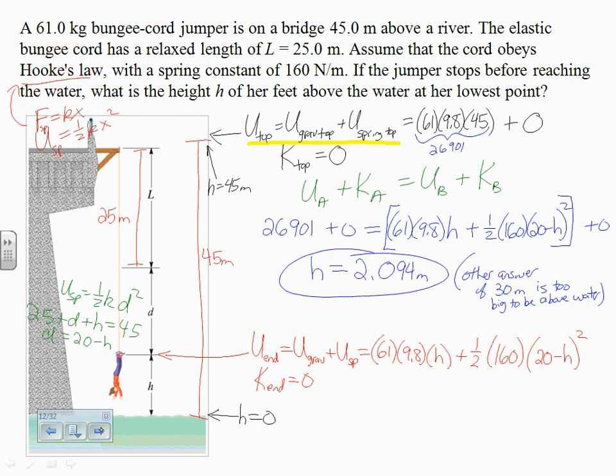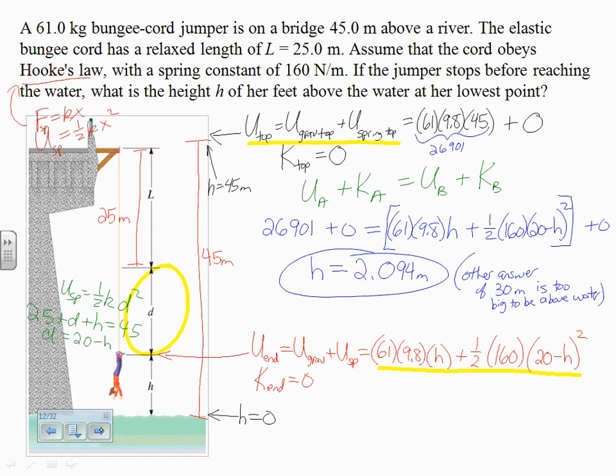And then they jumped down, and when they reached the lowest point in their motion, they also stopped. So at the end, the kinetic energy was also 0. But at the end, we had a mix of gravitational potential energy, because the person was still some height above the water, and we also had some spring potential energy, based on how far the person stretched. That was this distance d.